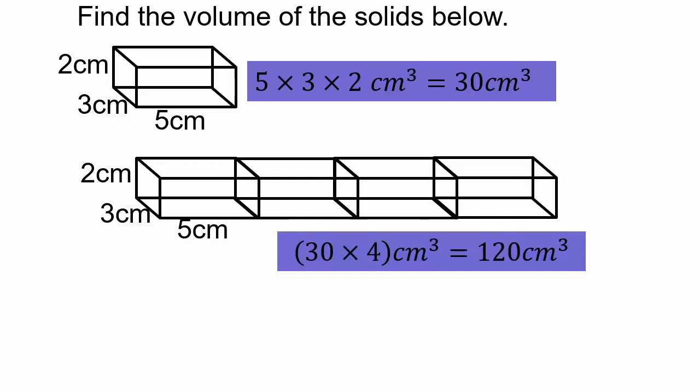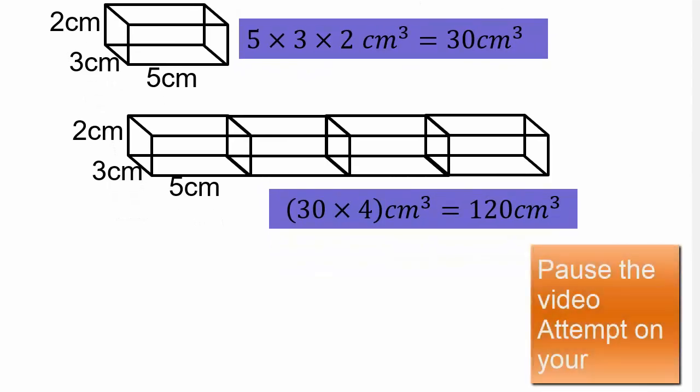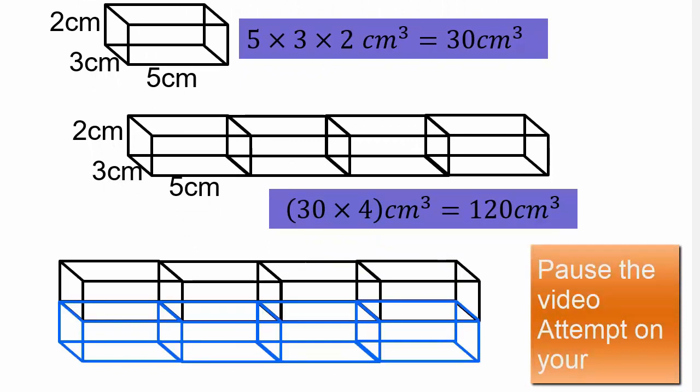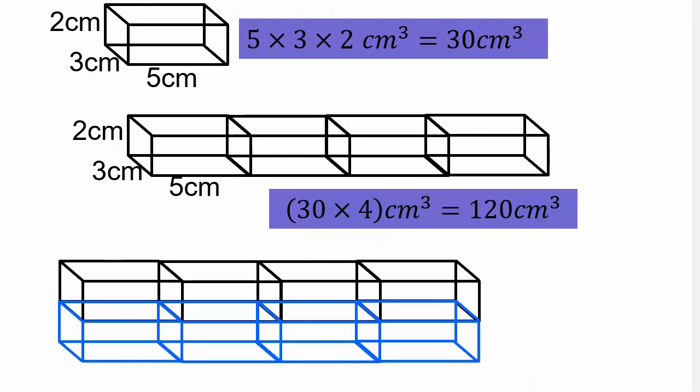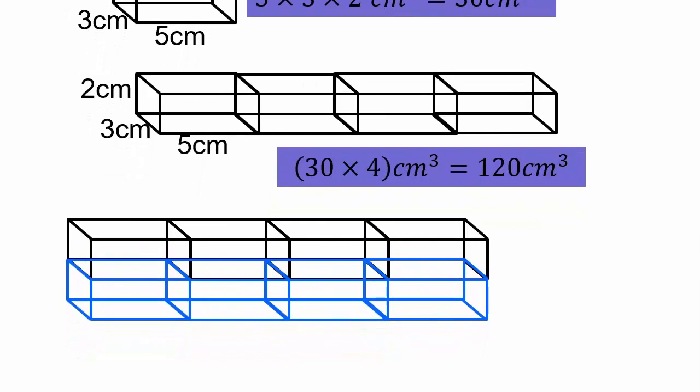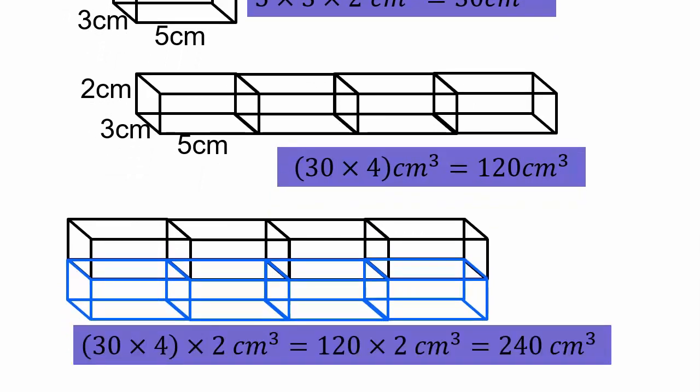All right, use the same basic 2 by 3 by 5 cubic centimeter box and do this next problem. So pause the video and see what you can do. I've colored the bottom row blue so you can see how it's 2 layers of what you had before. Go ahead, pause the video, tell us what you got. Again, there are multiple ways you can do this. Since we already did the row of 4 as 30 times 4, we can either say 120 plus 120 or 120 times 2, or we can say 30 times 4 times 2, which will give us 240 cubic centimeters.